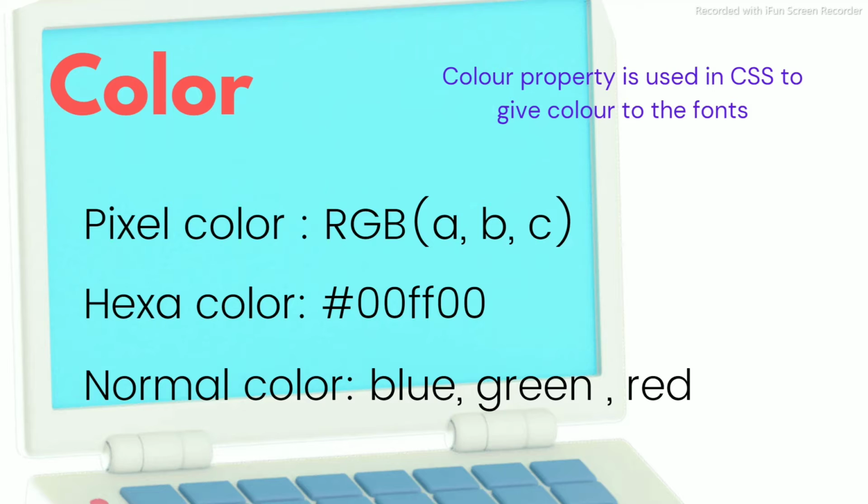These pixels are the same as the megapixels that represent your mobile screen. Your mobile screen is made up of many pixels, and each pixel has these three values: red, green, and blue. Using the pixel color, we can allocate the color for the font.